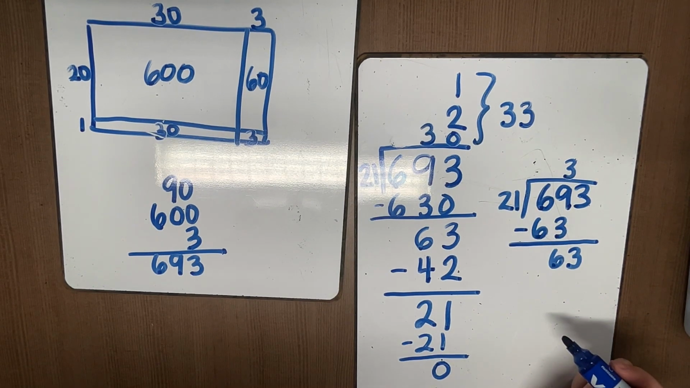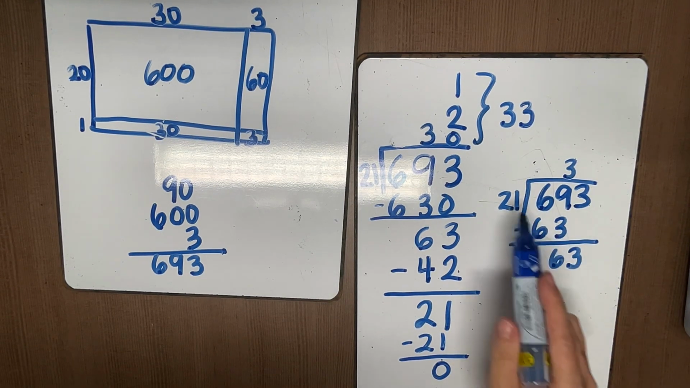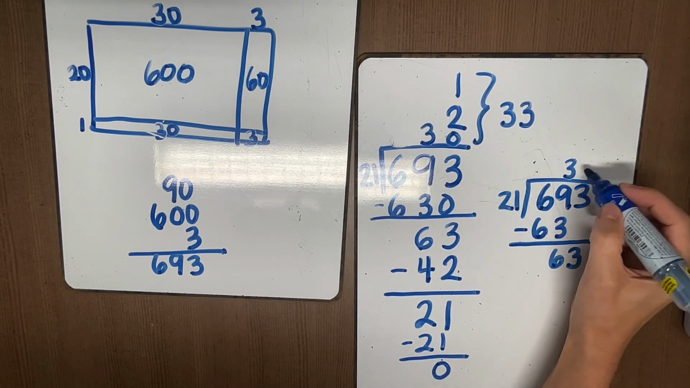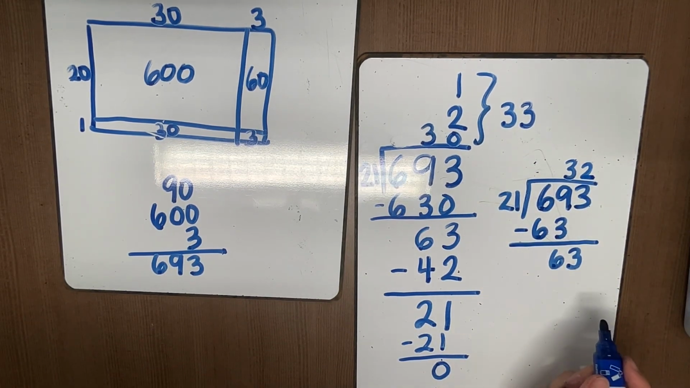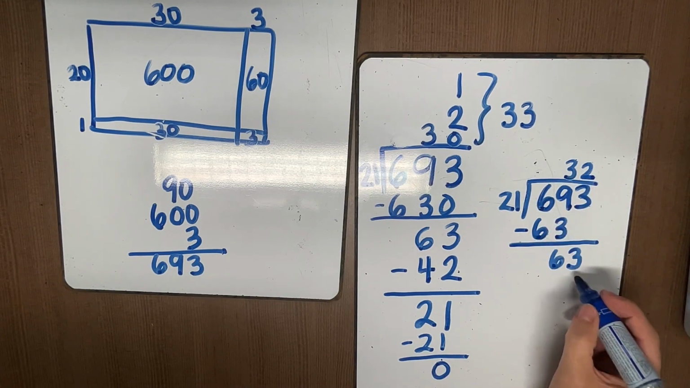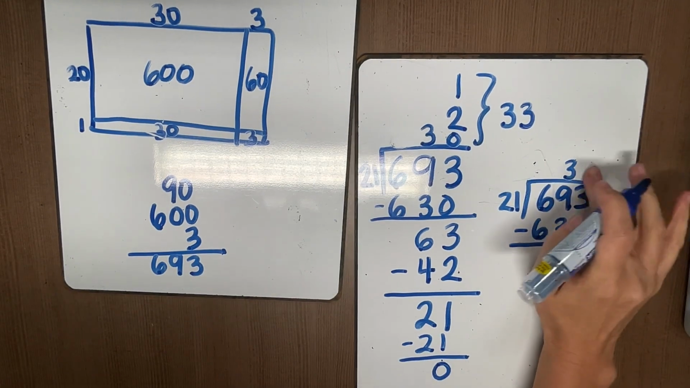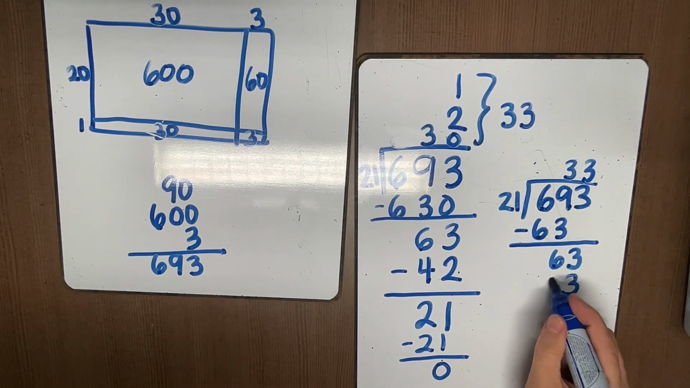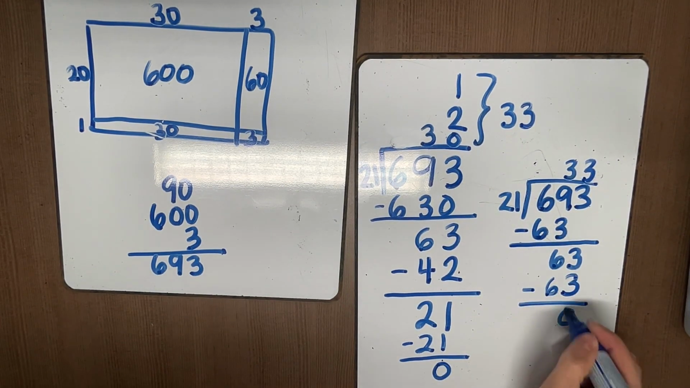21 into 63, I think it will fit exactly 3 times because 1 times 3 is 3 and 2 times 3 is 6. So 3 times. 3 times 1 is 3. 3 times 20 is 60. Subtract, I have 0 left.